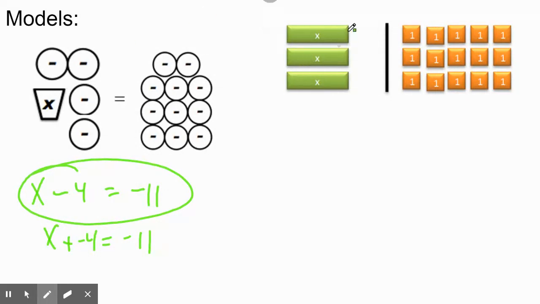All right, and the last model. I see more than one x, so this tells me, hey, this is multiplication. Since I have 3 x's, I'm going to write 3x. Then I just count the right side, and there are 15 positives. So my equation is 3x equals 15.